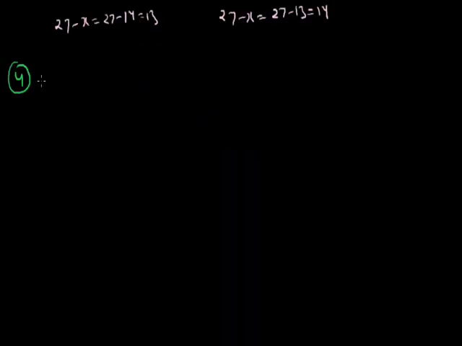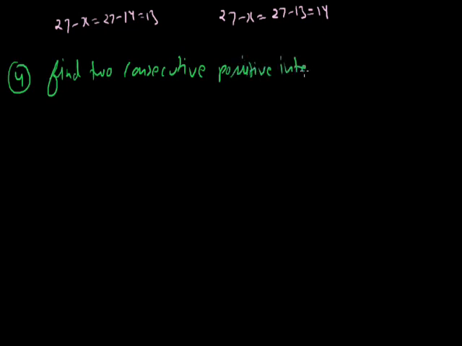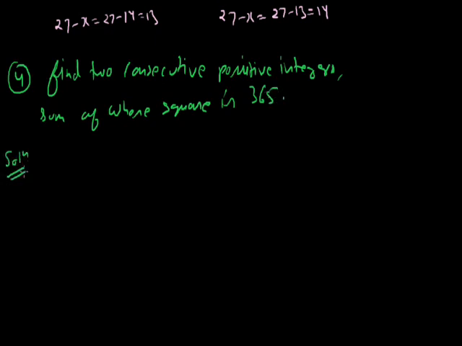Question number 4. Find two consecutive positive integers, sum of whose square is 365. Let's see how we can find this solution. हमें दो consecutive positive integer ढूंढने हैं जिनका स्क्वायर का सम 365 हो.